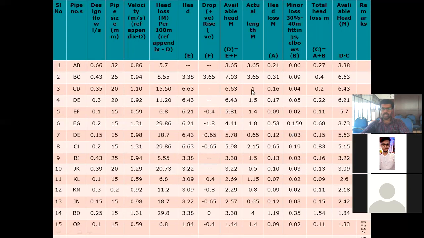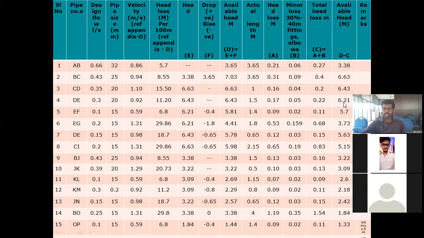So right there 1. Then what will be the head loss? Head loss will be 0.16. So the same formula. What is it? Actual length into head loss per 100 meter. Okay. When you are multiplying that, you'll be getting 0.02. Then total head loss is equal to A plus B, 0.16 plus 0.04 equal to 0.2. Then available head will be D minus C. D is 6.43. C is 0.22, which will be 6.21.